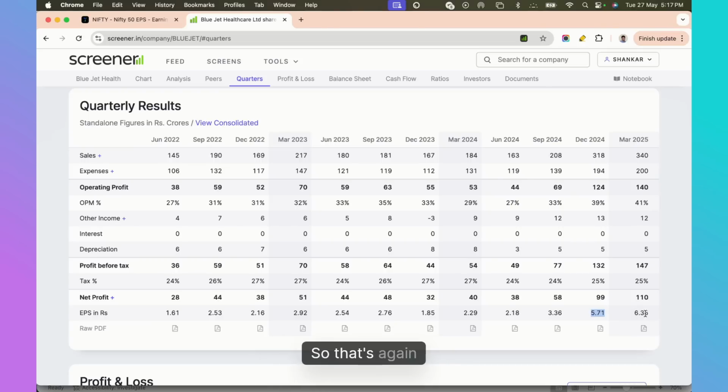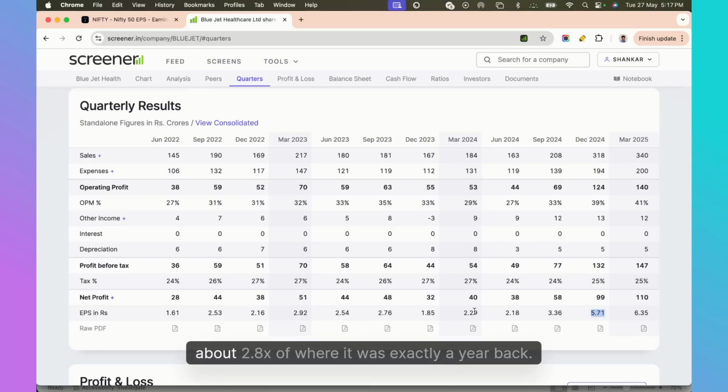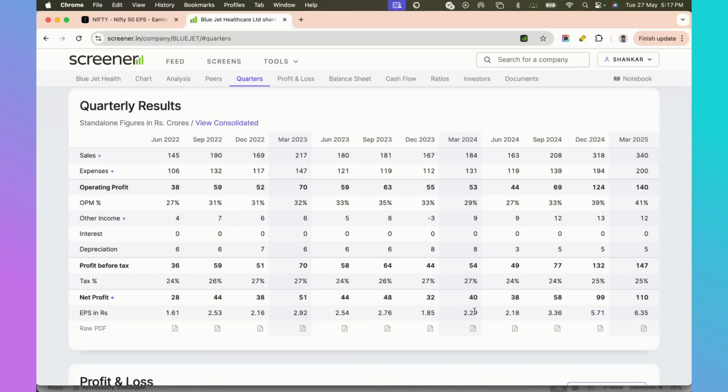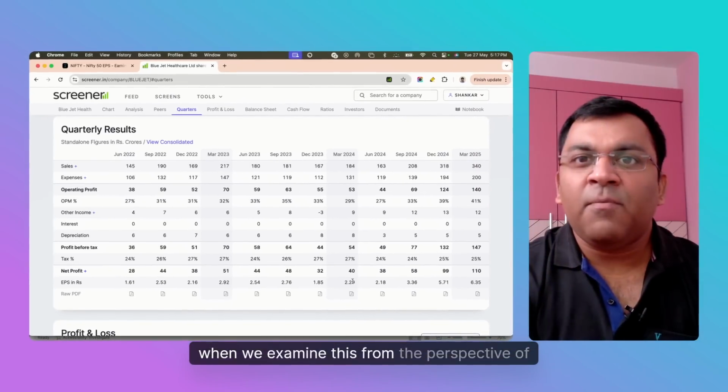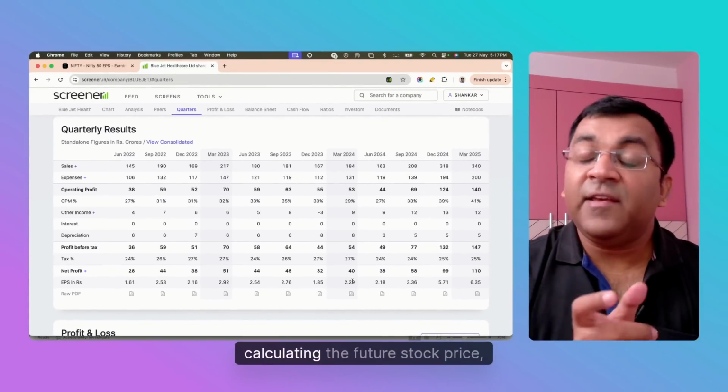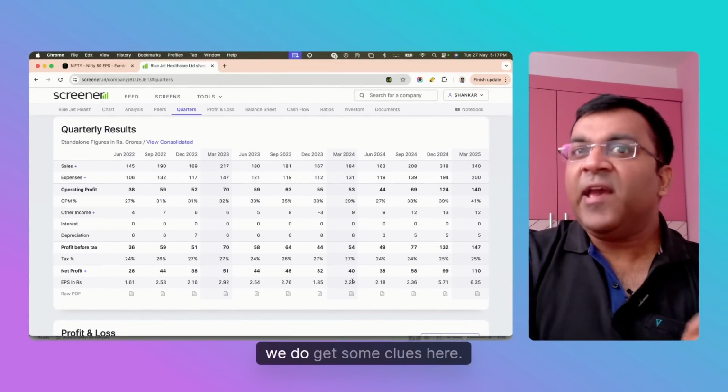6.35. So that's again about 2.8x of where it was exactly a year back. So these are big jumps in the EPS. We know what exactly happened there. Their move into the pharma intermediates not only increased their sales, but also offered better profit margins to the company. When we examine this from the perspective of calculating the future stock price, we do get some clues here.